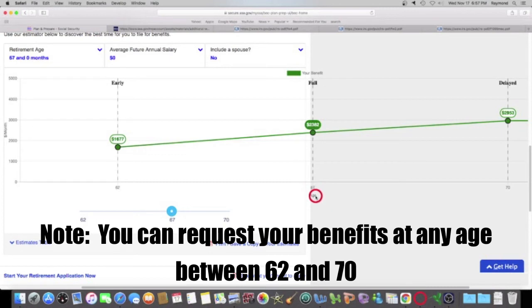Well, only God knows, but if you get to 67 and then file and die, you're not even going to get your first check because you didn't get past 67.